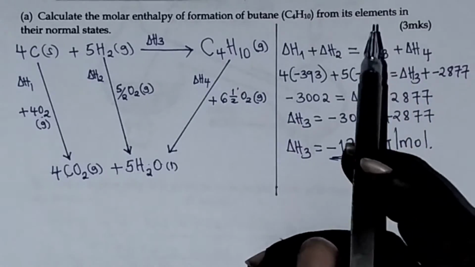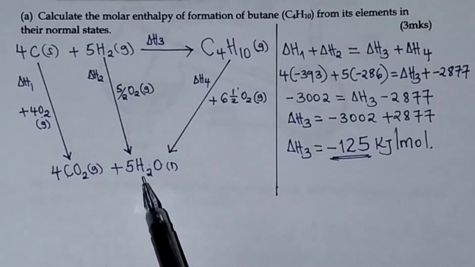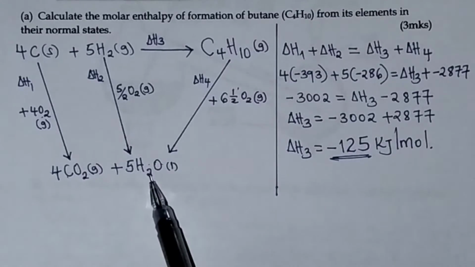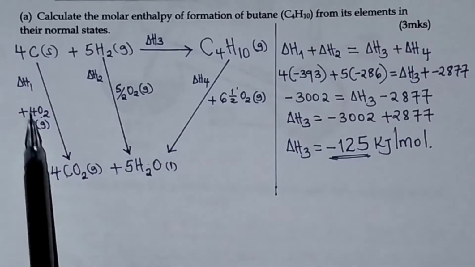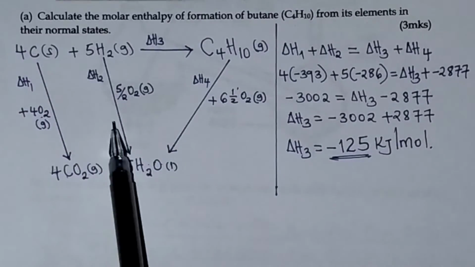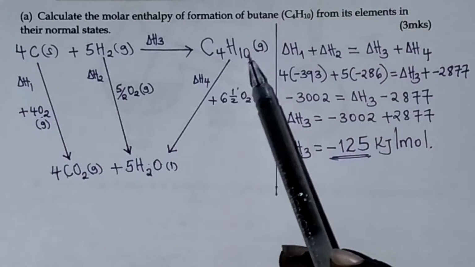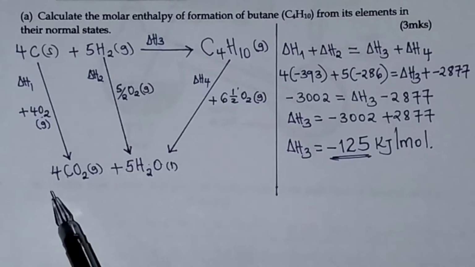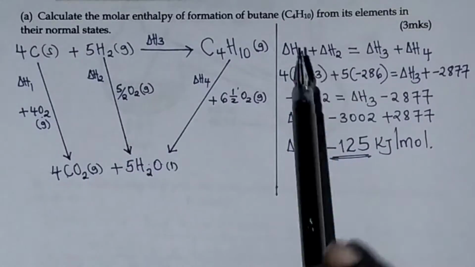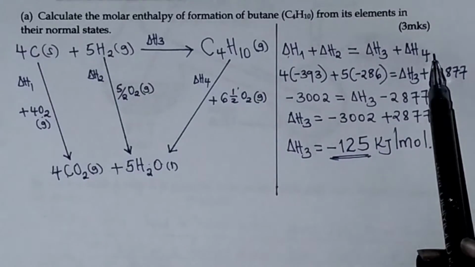There are 2 ways for us to get water and also carbon dioxide. Those 2 ways are one way taking enthalpy change 1, adding enthalpy change 2, or going for enthalpy change 3, then adding enthalpy change 4. Both ways will bring you carbon dioxide and also water. So we said enthalpy change 1 plus enthalpy change 2 will be equal to enthalpy change 3 plus enthalpy change 4. Let's put the expression.